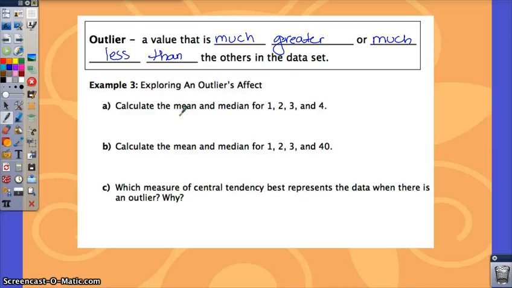I really want you to pause this video here, try this on your own, and then go through and answer this with me and see what I have and see what you have and compare. So go ahead and pause and try example 3 and then press play.